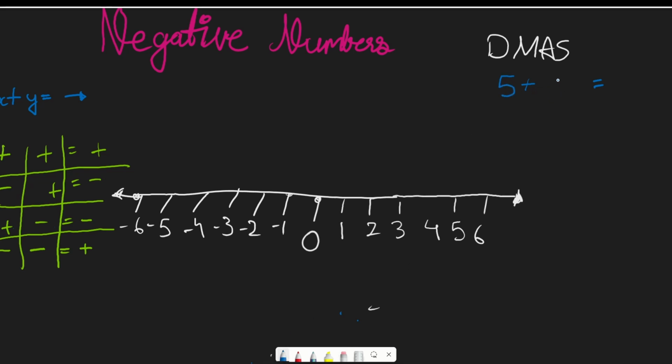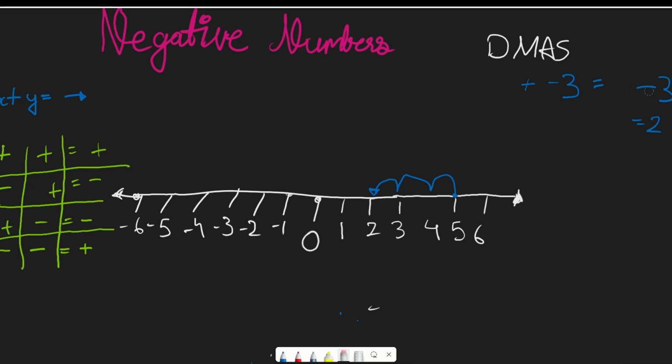Let's do another sum. 5 plus minus 3 means plus followed by minus, the final symbol will be minus, so 5 minus 3. So we locate 5 and we move 3 steps to the left. 1, 2, 3. So final answer is 2.